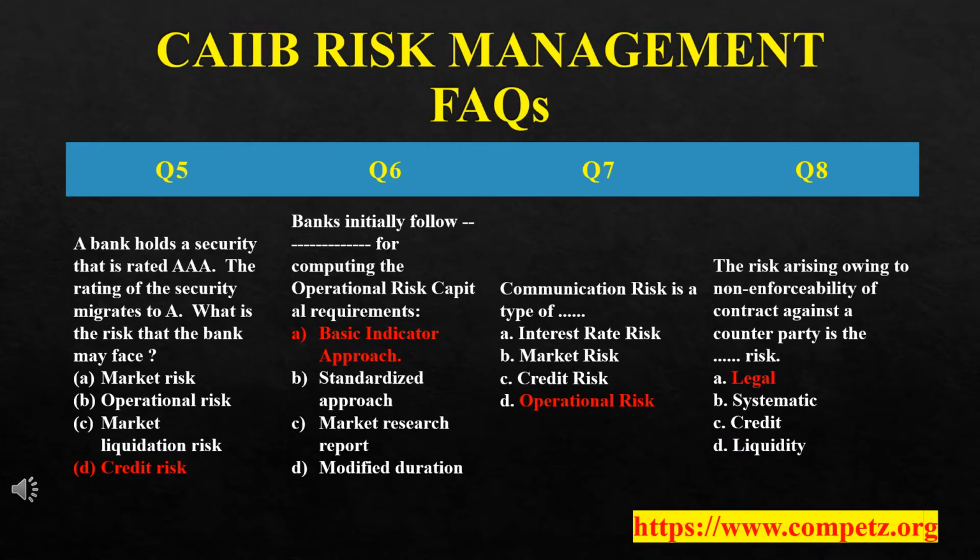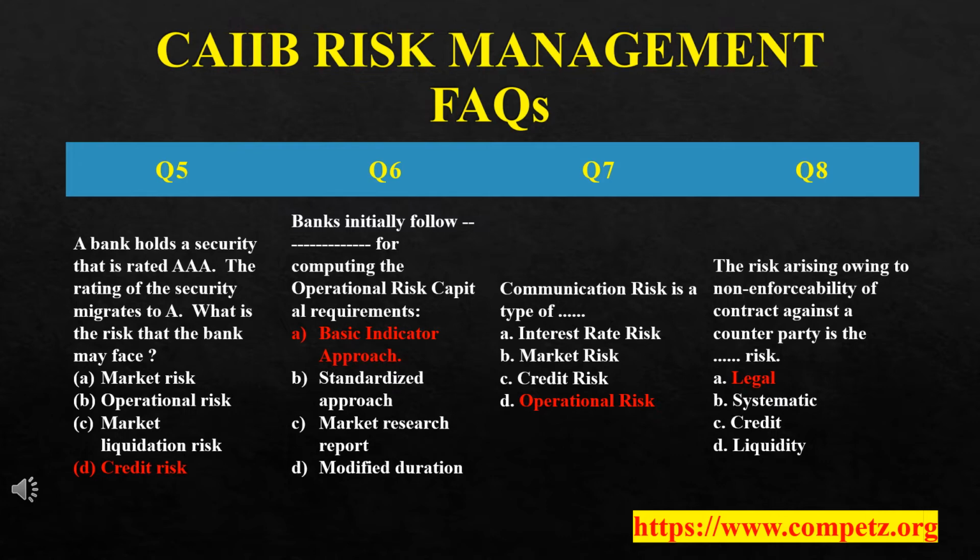So the next question is: a bank holds a security that is rated AAA. The rating of the security migrates to A. So what is the risk that the bank may face? There are 4 options given: market risk, operational risk, market liquidation risk and credit risk.